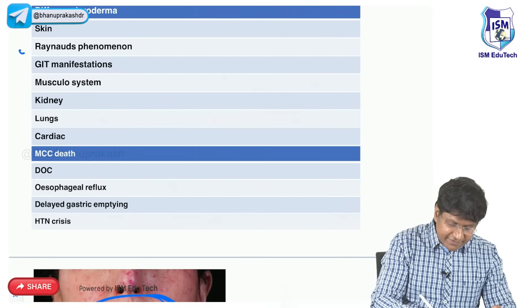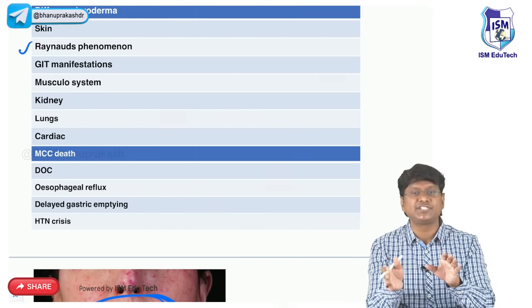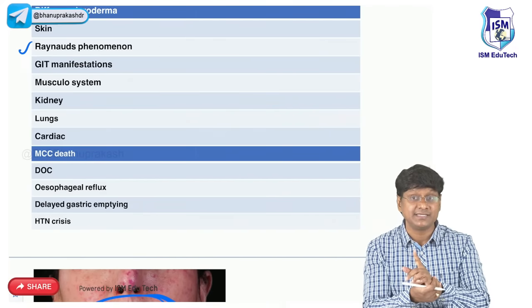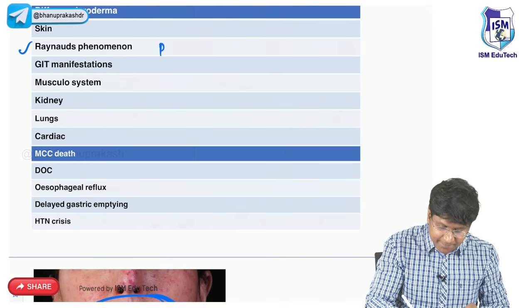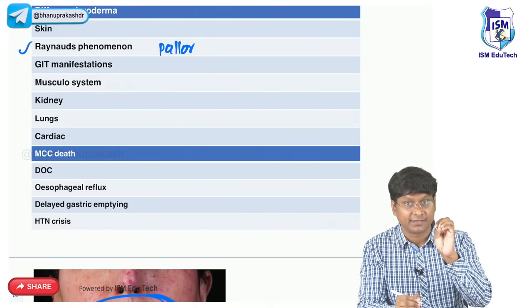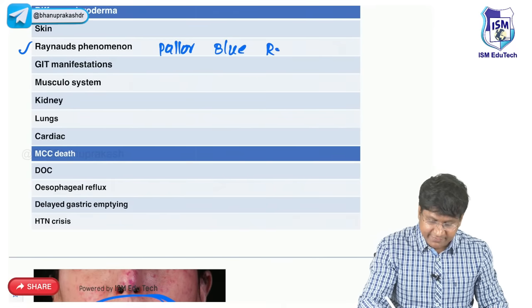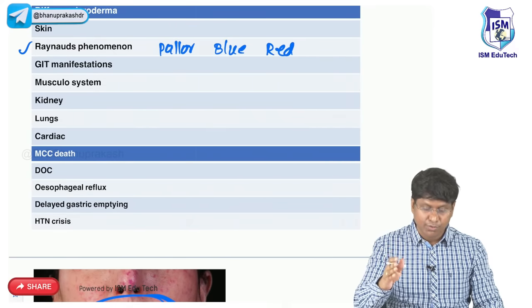And the next important manifestation is the Raynaud's phenomenon, right? Now, in Raynaud's phenomenon, the color changes are very, very important, right? The color changes are very, very important. So, initially, when the individual is exposed to the cold environment, there will be pallor. Then, there will be development of cyanosis. Then, there will be erythema, red color. So, pale, blue and red.